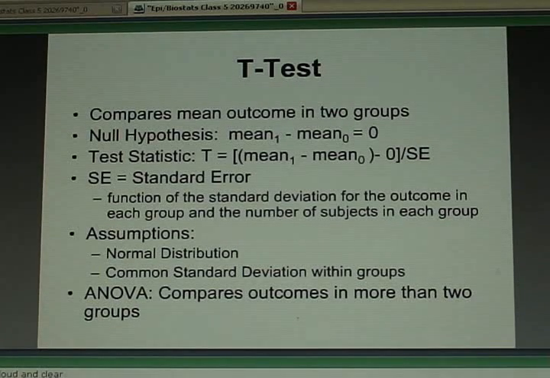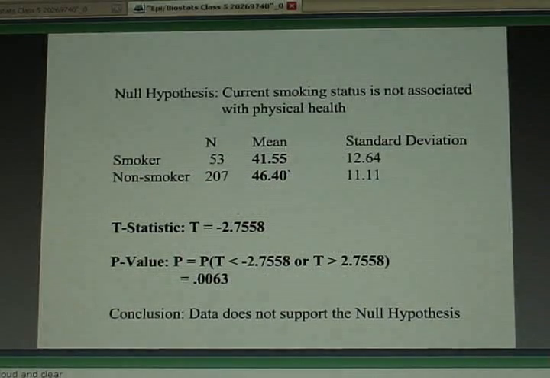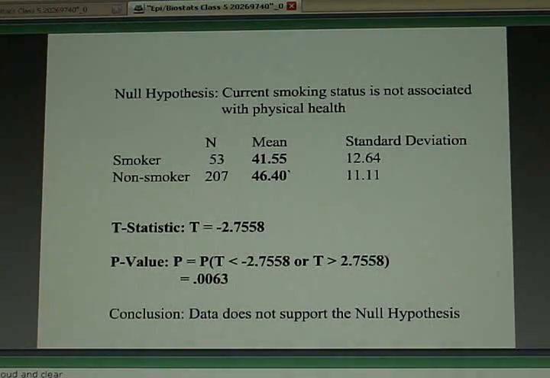But just briefly to show you how it works, in these data, this is a slightly different data set, there are 53 smokers. Their average physical function score was 41. The non-smokers had an average physical function score of 46. Standard deviation of the 53 physical function scores among the smokers was 12.6, 11.11 for the non-smokers. If you calculate the value for the t-statistic, you get a number of minus 2.75.